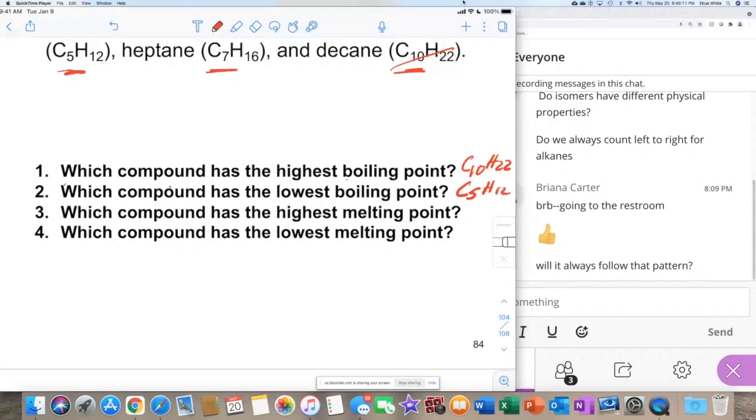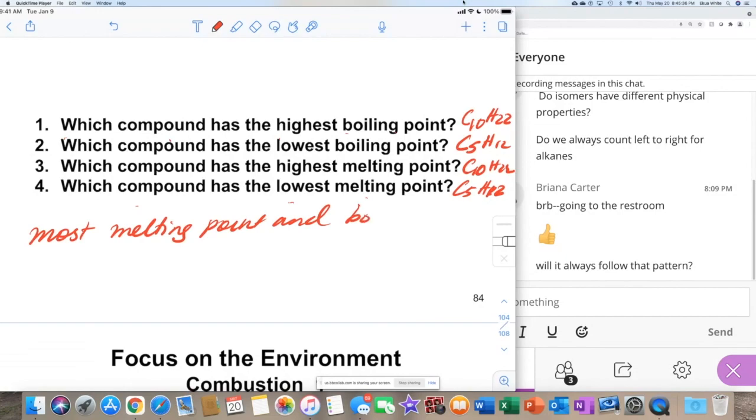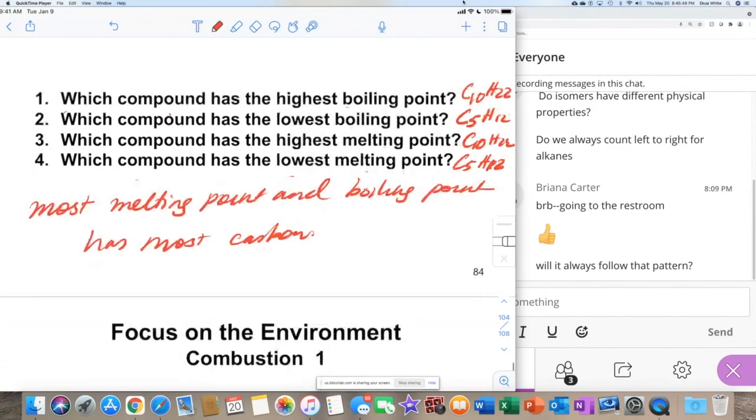Which compound has the highest melting point? Also the one with the most carbon, C10H22. Which compound has the lowest melting point? C5H12. Okay, so the highest melting point and the highest boiling point belong to the one with the most carbons. And this part here, because I recognize this from your lab, will help you complete the lab just in case you haven't finished it already.